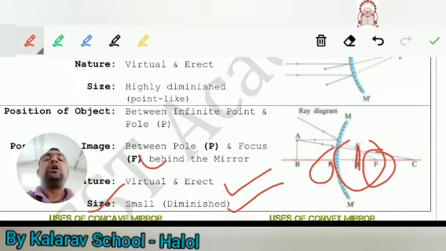Okay, so in the next lecture we will learn about the mirror formula, the magnification formula, as well as some strategic points about the ray diagram. Okay, thank you.